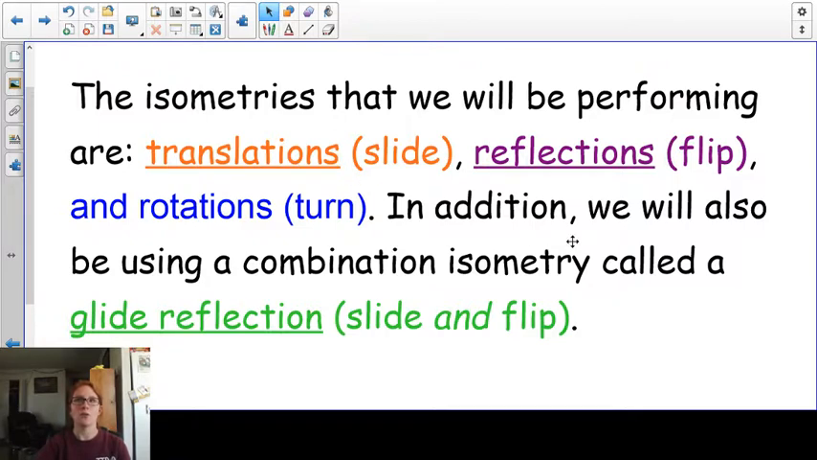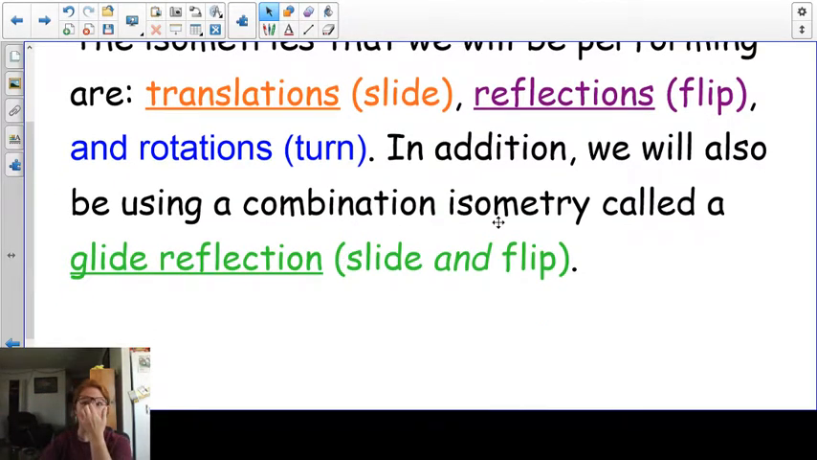This is what we're going to end up doing in the next coming days. We're going to do translations, where we slide things around, so I'm going to just move it around. Reflections, which means here's my thing, and I'm going to flip it. Rotations, which we kind of already have seen a little bit, but now we're going to mathematically do them. And then we're going to do a combination of glide reflections, which is when we slide it and flip it.